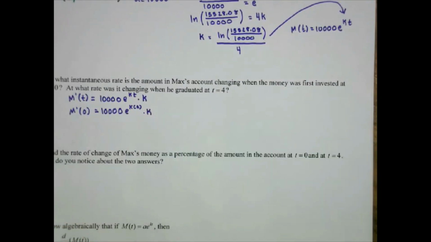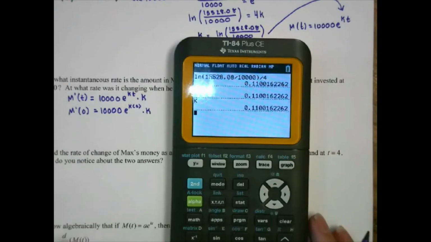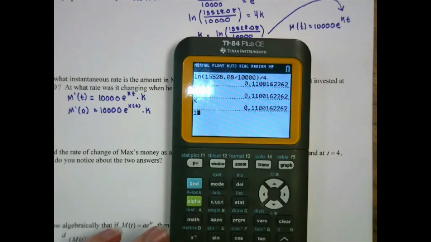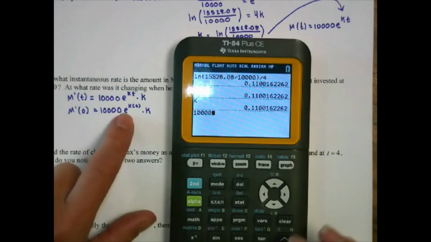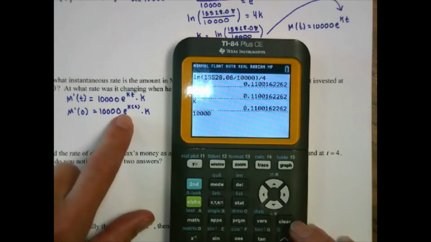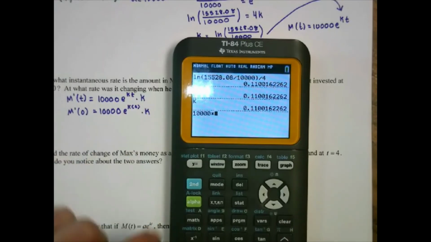So in the calculator, we're going to do 10,000. E to the 0 is just 1. If you want to type that in, you can. But I'm going to multiply that by k.